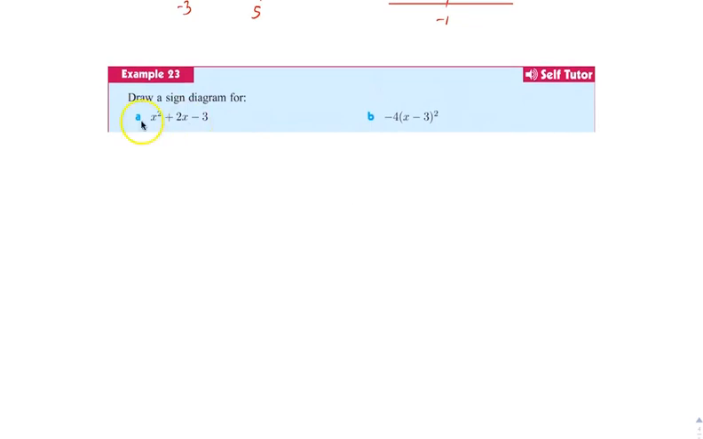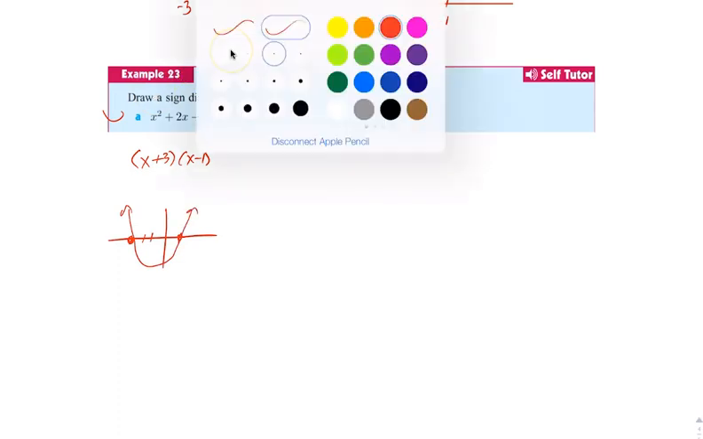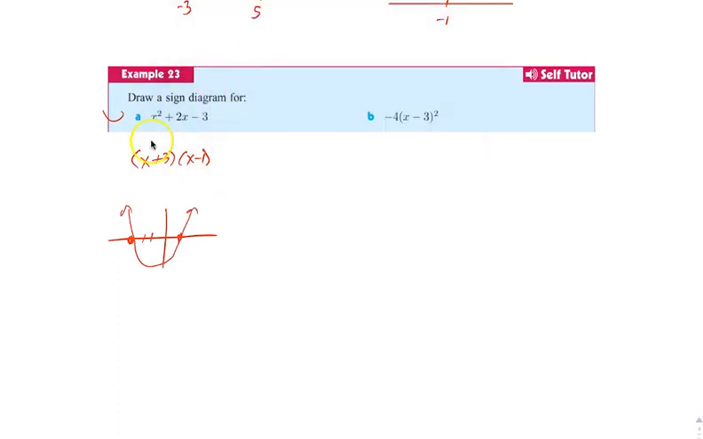Now they want us to draw a sign diagram for these. The easiest way is to just graph it. How would I graph this? I would factor it: x plus 3, x minus 1. You can use your calculator to find the x-intercepts, but in this case my x-intercepts are -3 and 1. Again, we're just doing a sketch to see if it's positive or negative. The A is 1, so it's opening up. Hits x-intercepts at -3 and 1, so those are my marks.